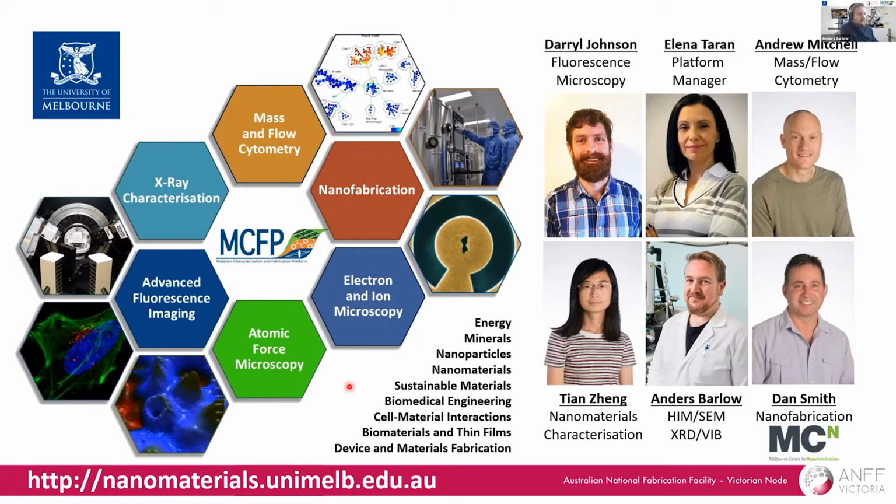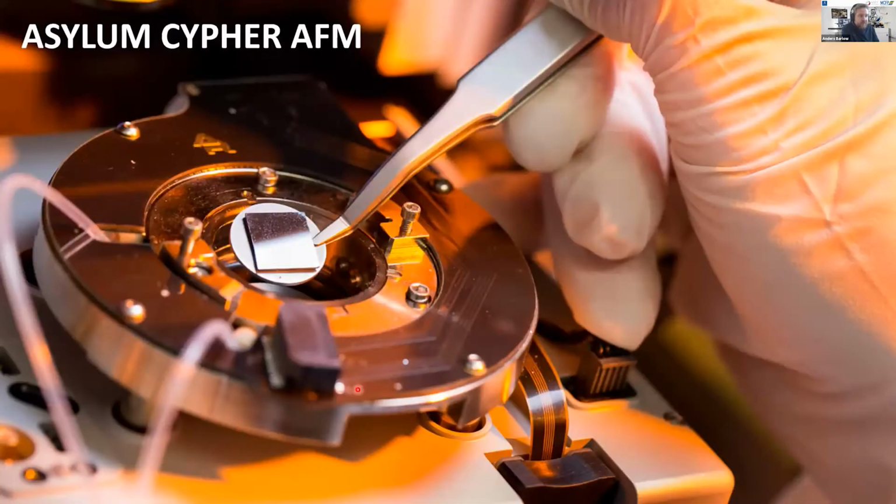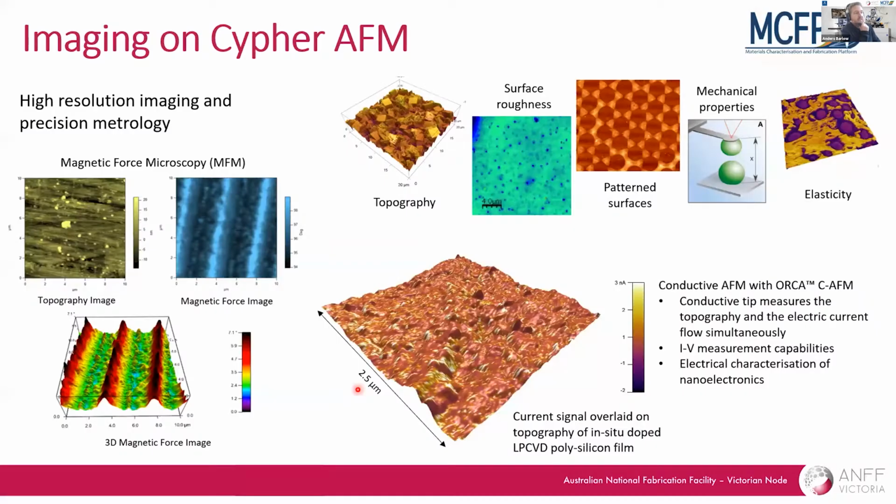And we have a direct connection then down into MCN in Clayton through Dan Smith, and he looks after a majority of our nanofabrication capability on that kind of large scale. But within our ion microscopy and our AFM microscopy capabilities, we also do some nanoscale fabrication. And really that's the topic of today's talk, to highlight the nanoscale fabrication that we do within MCFP using these capabilities. So first of all, I'm just going to highlight quickly the Cypher AFM, for which Tian looks after, and some of the capabilities that this instrument affords us.